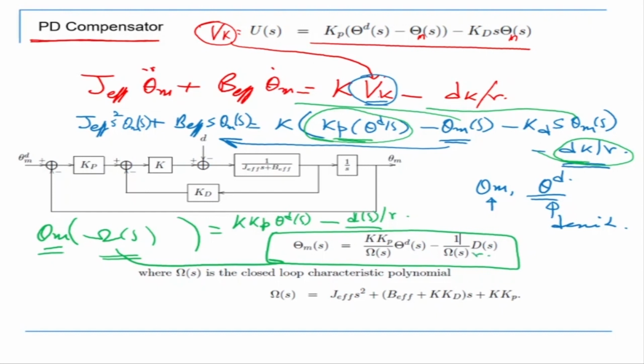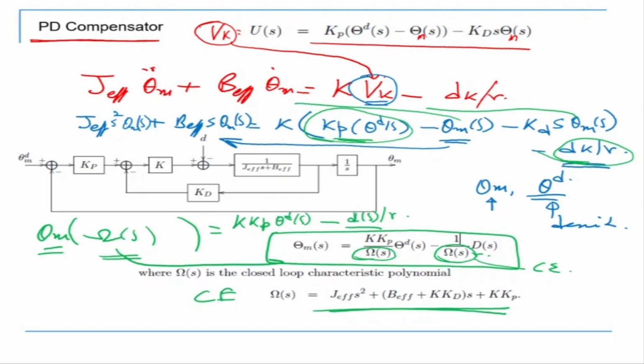Now this is my transfer function. If you look at the denominator of this, the characteristic equation is omega s. So this is my characteristic equation now. My characteristic equation is this.